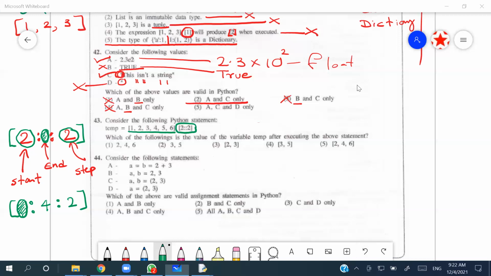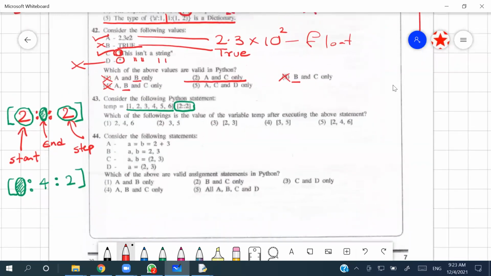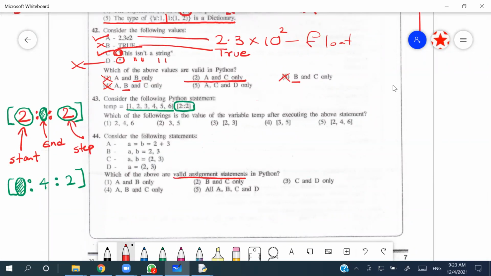Okay. So the 44th. Consider the following statements. A equals B equals 2 plus 3. Are they valid assignment statements? So first, 2 plus 3 will happen. So 5 will be assigned to B, then B will be assigned to A. So this is a correct one, right? A and B both are going to have the value 5.